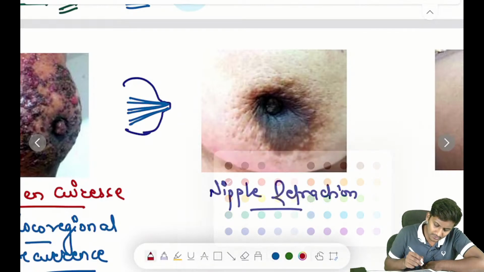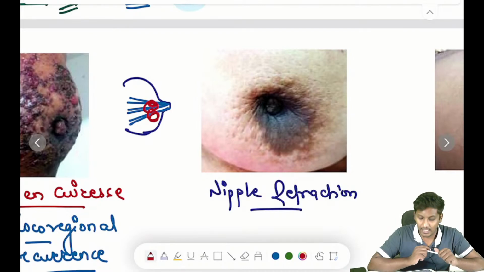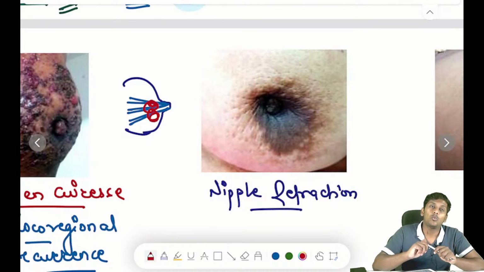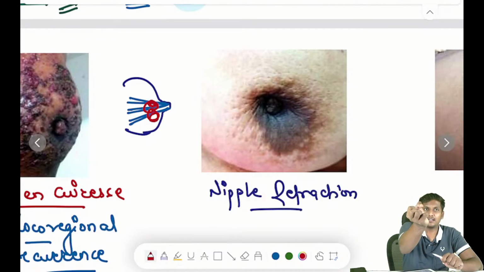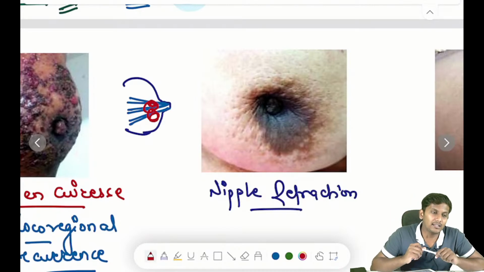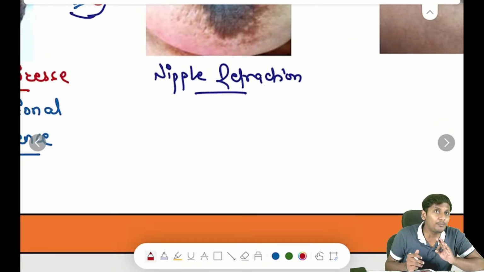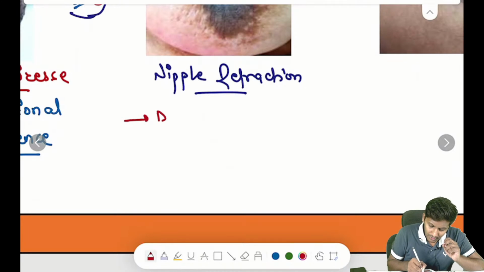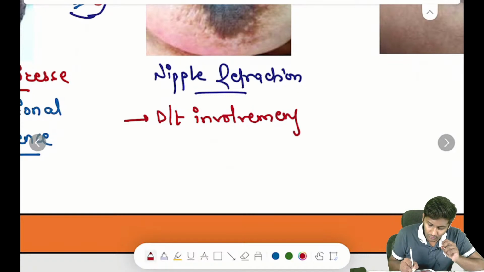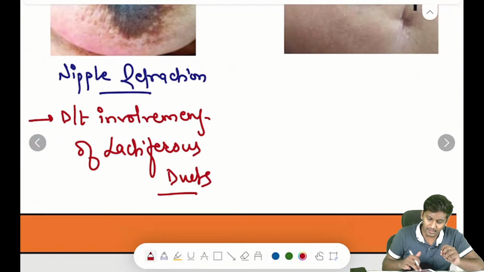But if the cancer is involving these lactiferous ducts, what is going to happen? Due to the cancer and fibrosis, they are going to pull the nipple inside, and that is what causes nipple retraction. So nipple retraction, a question that often comes, is due to involvement of which structure? Please remember, it is due to involvement of the lactiferous ducts by the cancer.